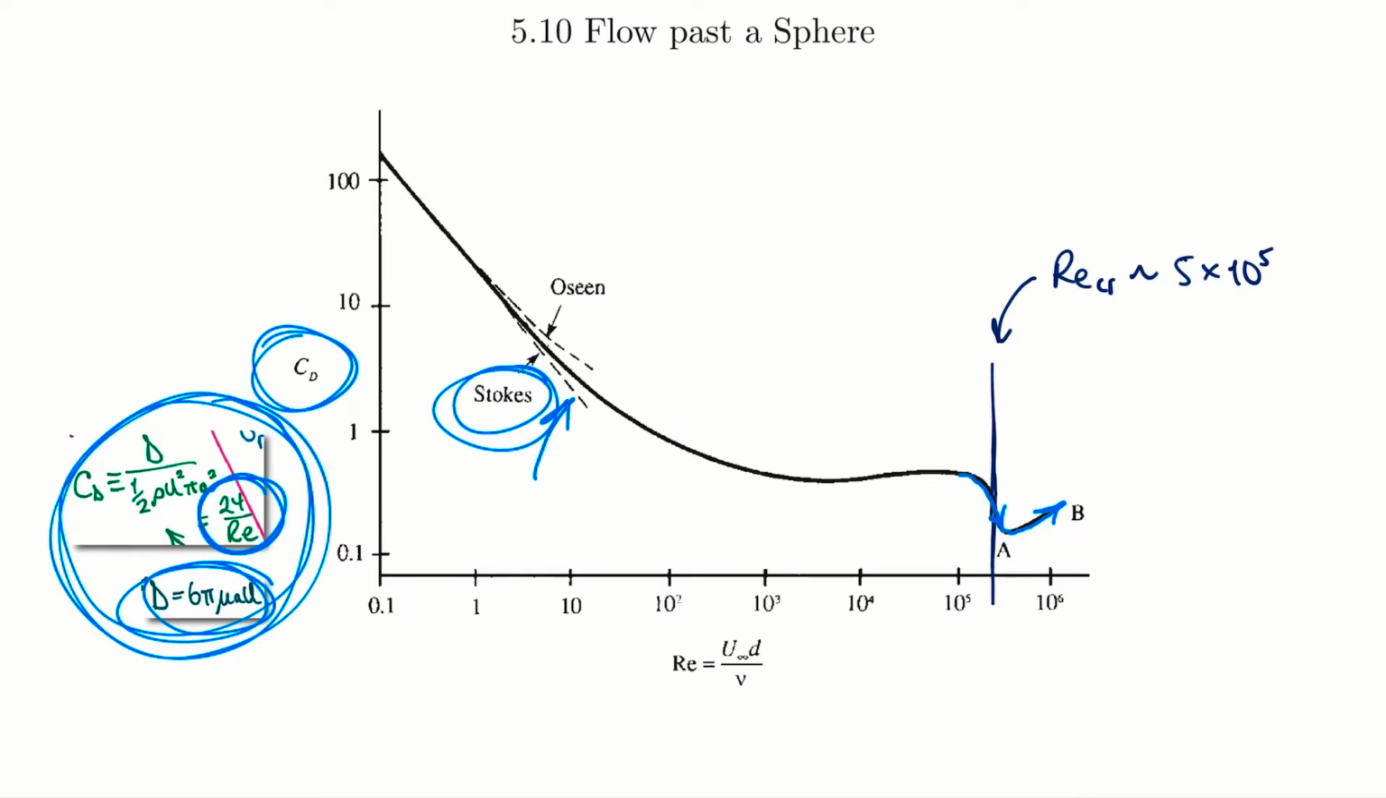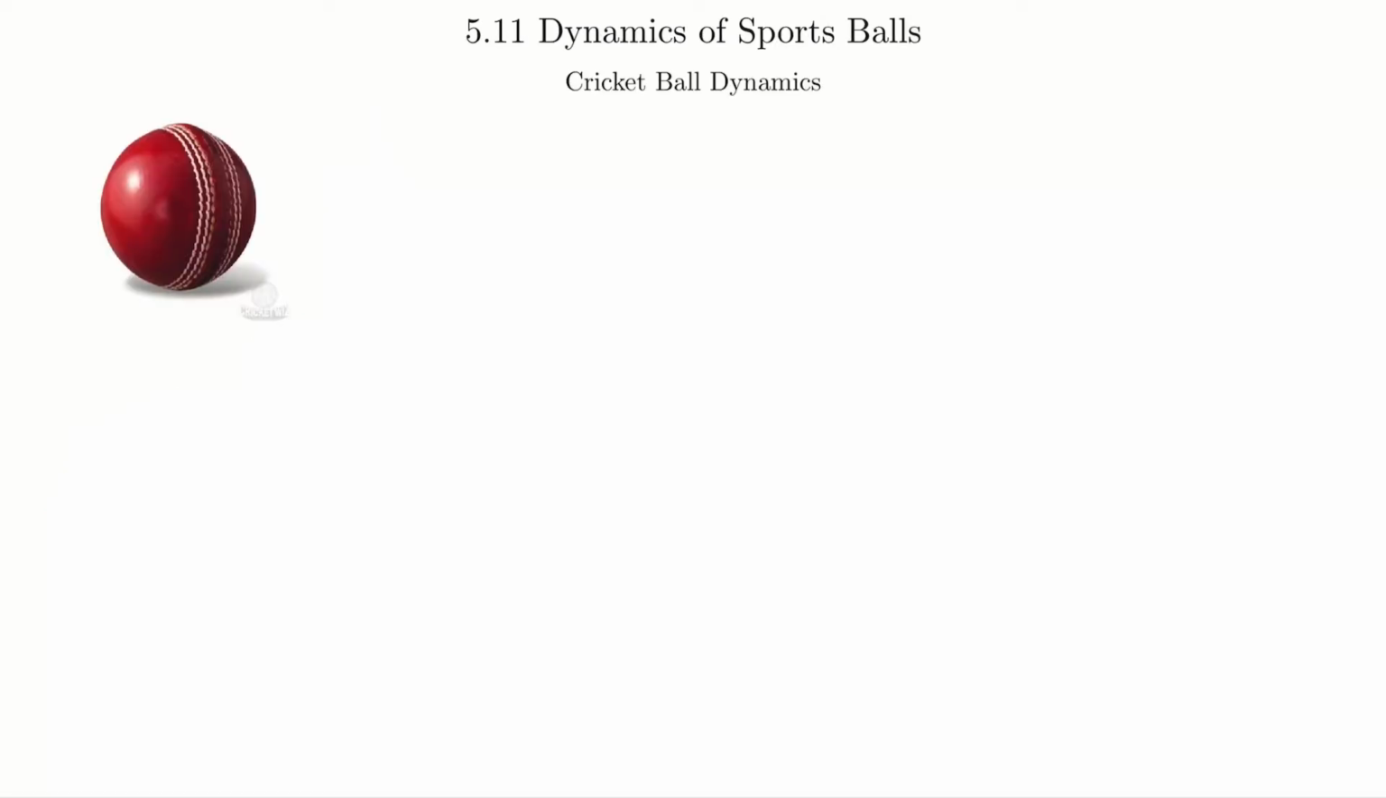Okay, so now one really cool example of this is the dynamics of sports balls. And this increase in drag from A to B actually becomes really important when we talk about the dynamics of sports balls. So let's start by looking at cricket balls. I've shown a cricket ball here, and it has a prominent seam on it, roughly 1 millimeter high.